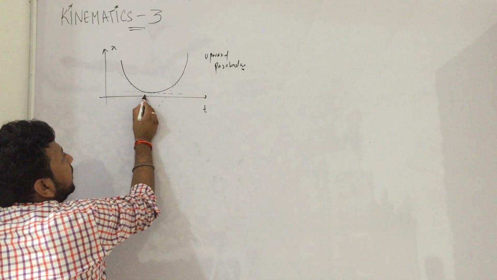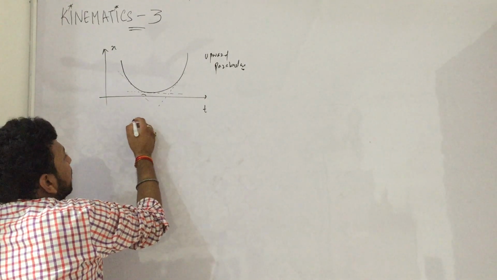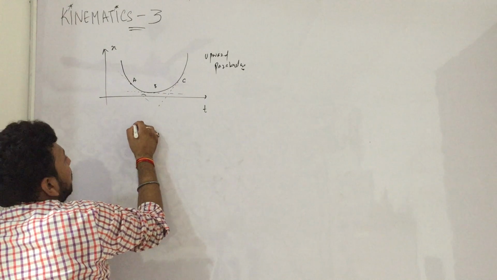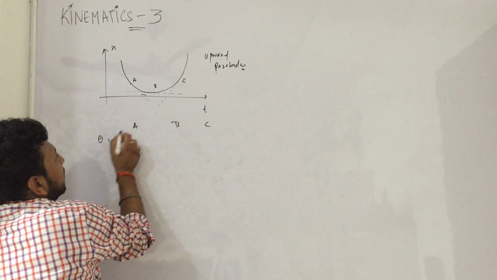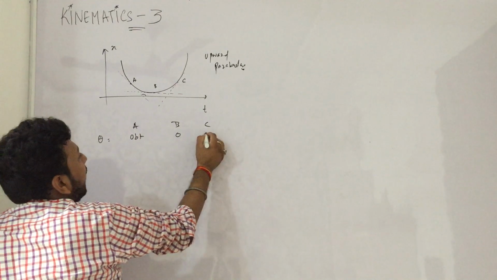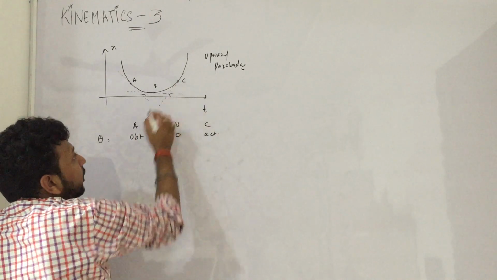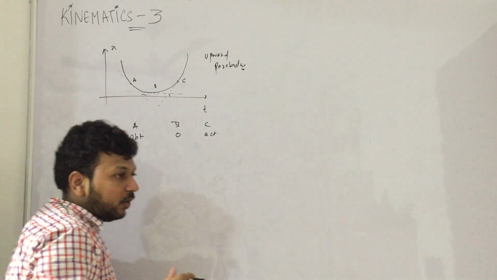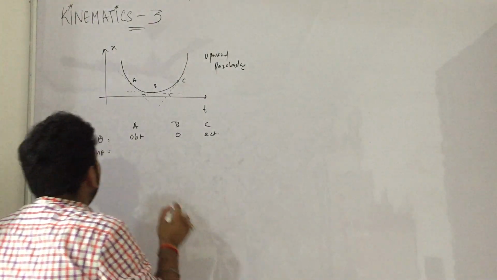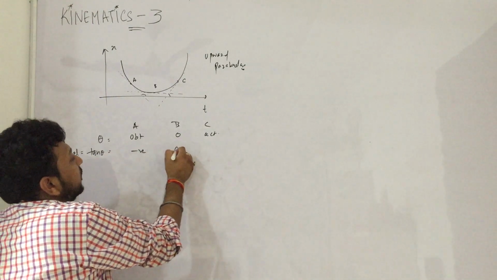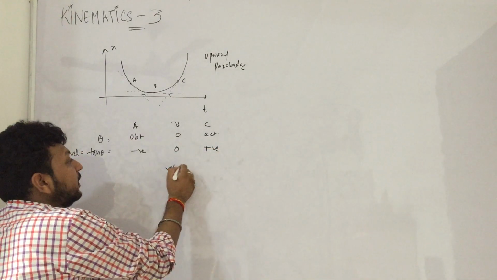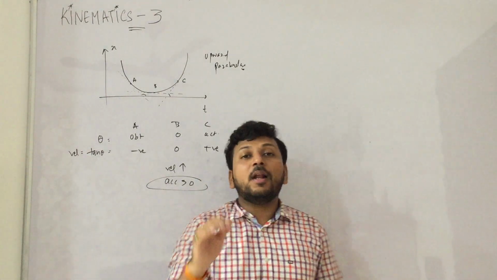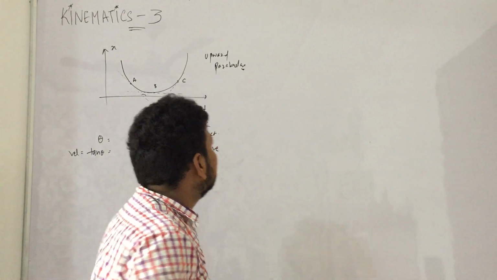Let us take these points as A, B and C. At A, B and C, theta is obtuse, zero and acute. Tan theta is velocity because the slope is velocity. So if tan theta is negative, zero and positive, that means velocity is increasing. That means acceleration is positive. So whenever acceleration is positive, the x-t graph is an upward parabola. This is a thumb rule.